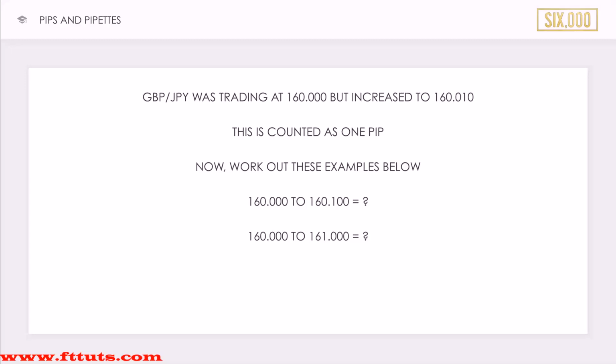Now this example, 160.000 to 161.000. What would this be?